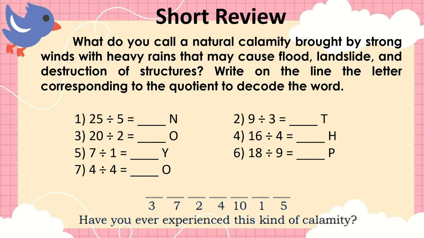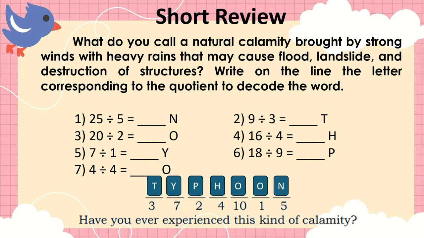3, 20 divided by 2 equals blank. 4, 16 divided by 4 equals blank. Number 5, 7 divided by 1 equals blank. Number 6, 18 divided by 9 equals blank. And number 7, 4 divided by 4 equals blank. Let us now check. The correct answer is typhoon. Have you ever experienced this kind of calamity?